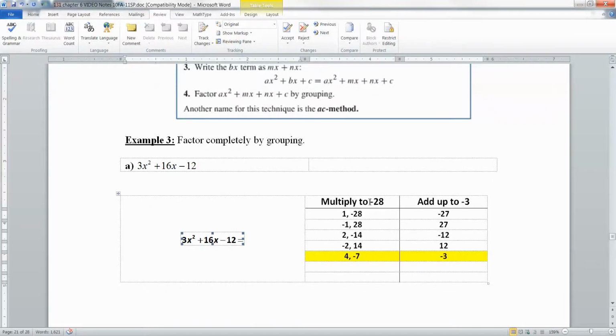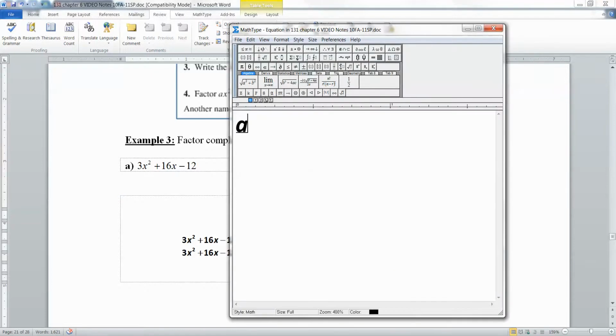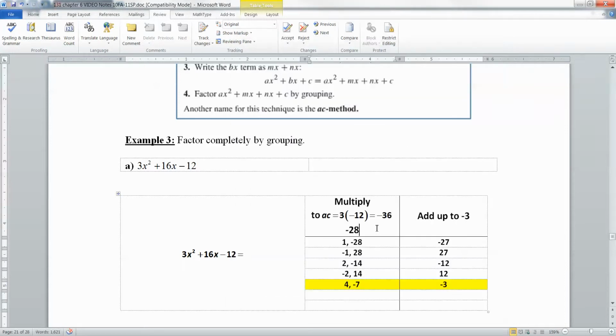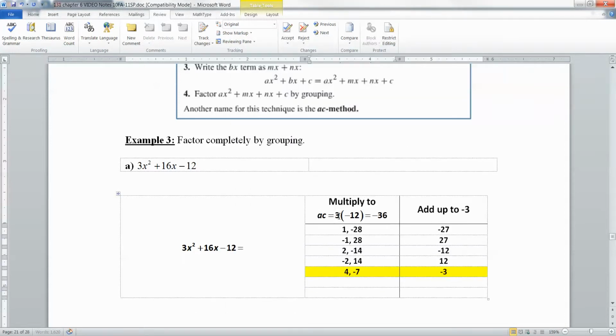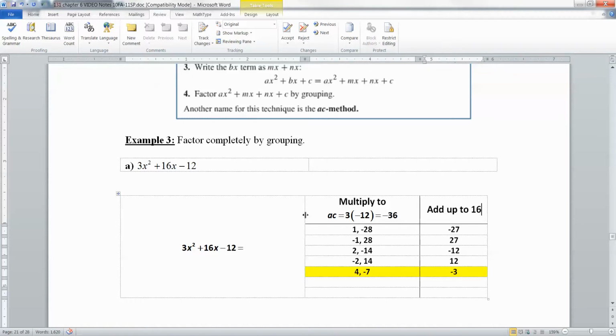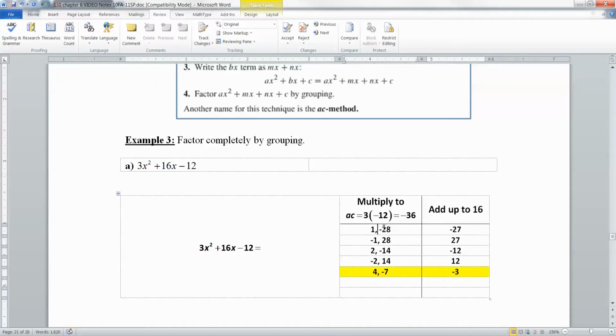Okay, now here's the deal. We need things to multiply to AC. Now A times C is equal to 3 times negative 12, which in our case was negative 36. So we need numbers that multiply to negative 36. But we're going to need them to add up to positive 16 because that's our middle term. So you need to start thinking of numbers that multiply to negative 36 but are going to add up to 16. Okay, so let's try.